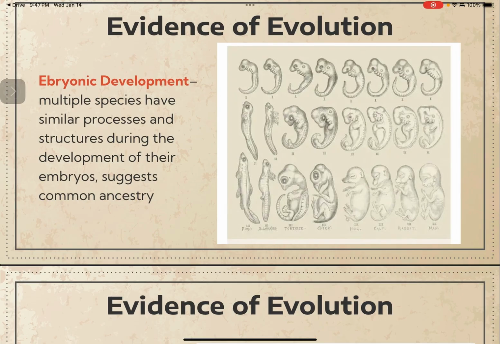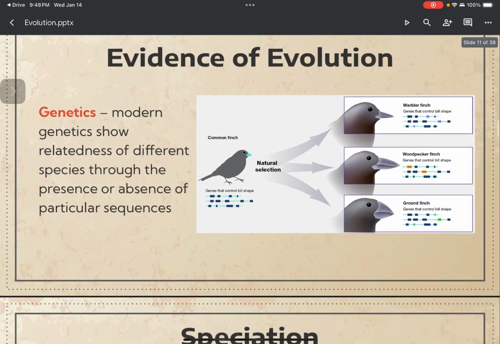Next, we have embryonic development. If you look to the picture on the right at the first line, it's kind of difficult to tell what species is which. But as you continue down and the embryo develops, we can start to see some differences. Embryonic development is where multiple species have similar processes and structures during the development of their embryos, which suggests a common ancestor. Take a look at the photo and try to tell me which one is which at the start, and then which one is which at the end. You can clearly tell, and we can see the changes throughout the process. We can also see the similarities.